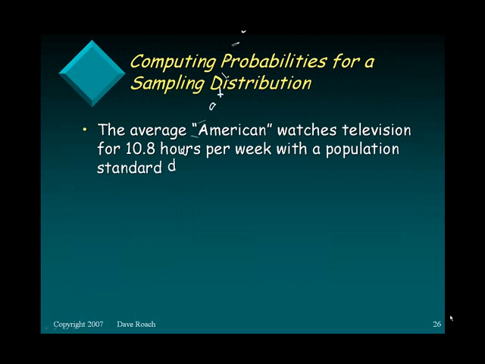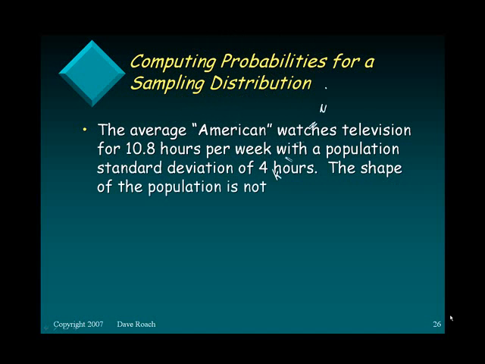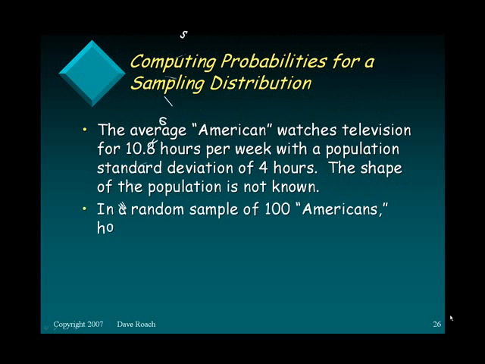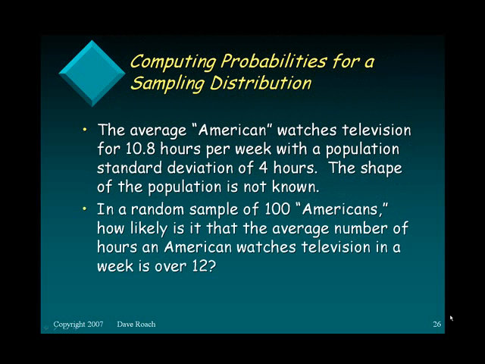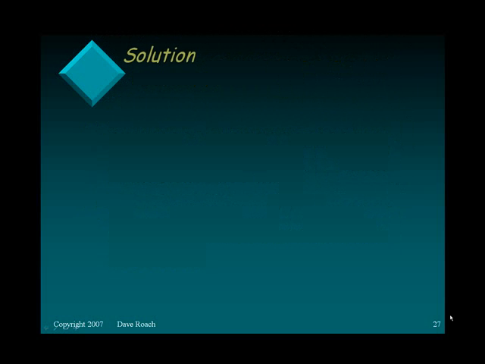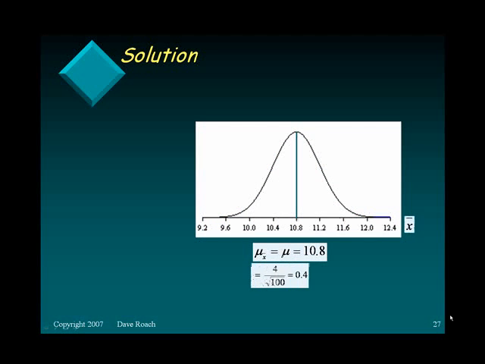So we're still with that average or population mean of 10.8 and a population standard deviation of 4 and an unknown population shape. Take another random sample of 100. We want to know how likely it is that the average in the sample is over 12. So we've got our sampling distribution, and I don't know if you can quite see it, I can. Starting at 12, I have a little blue shading there. That's the area we're after.